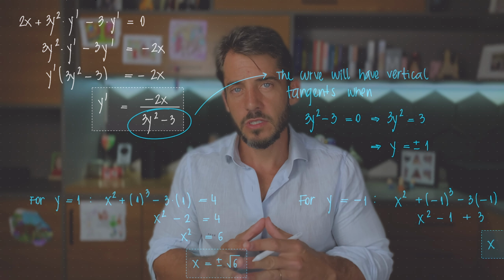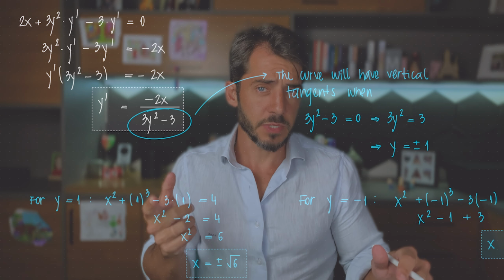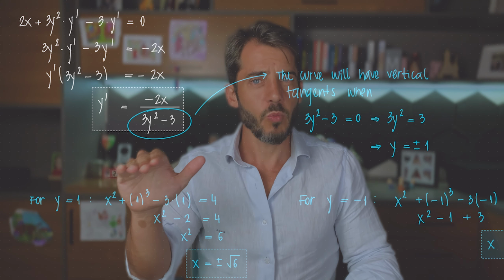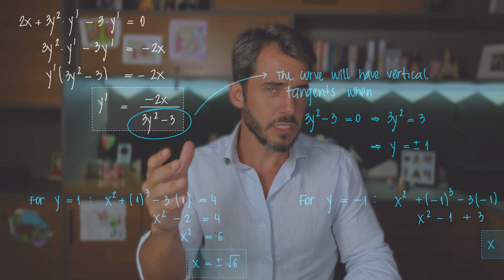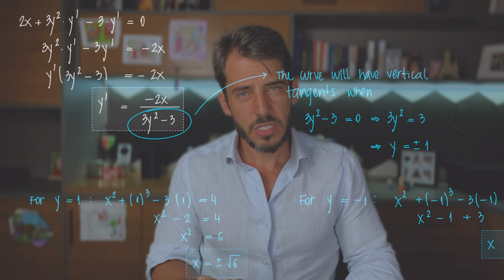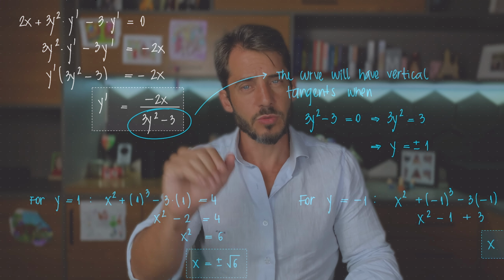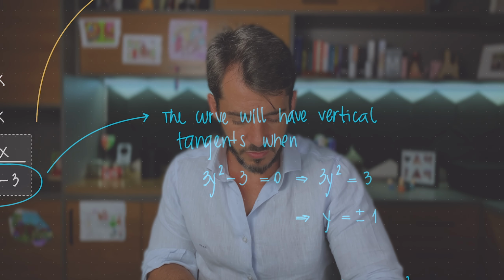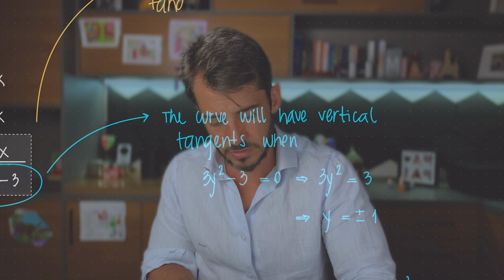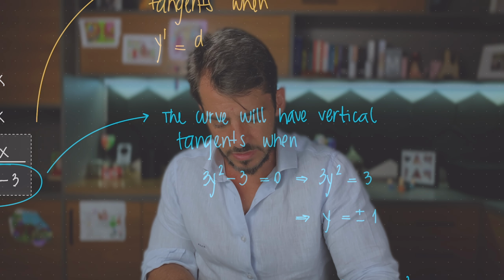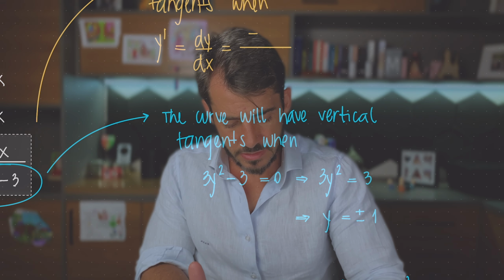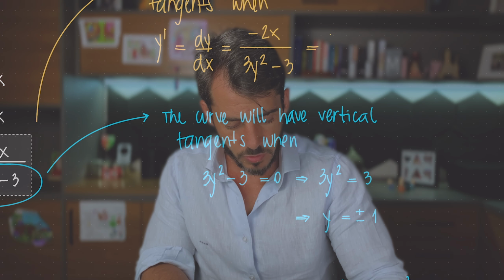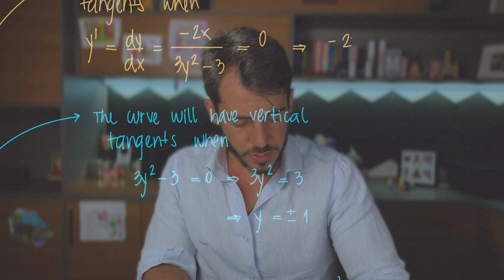Now, what about the horizontal tangents or tangent? Because in this case, we're only going to get one. Well, we find horizontal tangents when dy dx is equal to 0, meaning the instantaneous rate of change equals 0. The slope is 0. So we're going to take y prime and equal it to 0. So the curve will have horizontal tangents when y prime, which is dy dx, which in this case is negative 2x over 3y squared minus 3 equals 0, which means that the numerator is equal to 0.